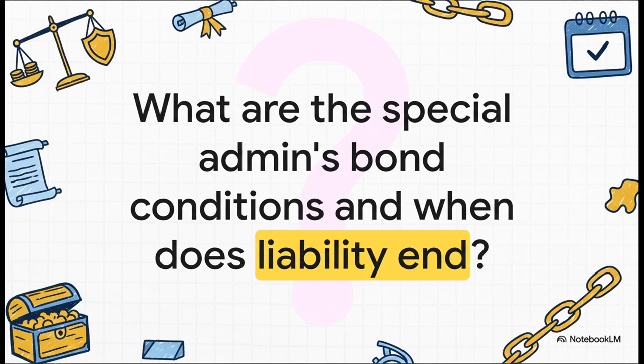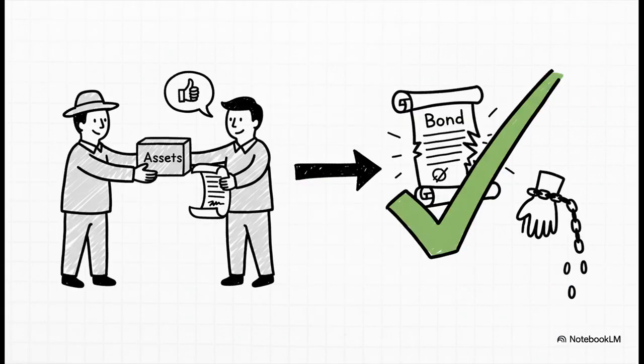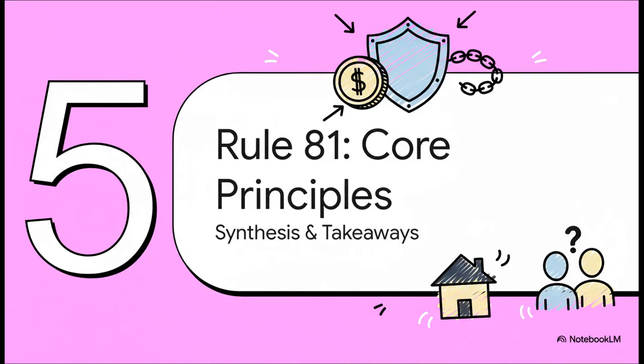So let's really nail this down. What are the exact conditions of this special temporary bond? And more importantly, when does the special administrator get to breathe a sigh of relief and know they're off the hook? It's actually really simple. Their job is to inventory, account for, and deliver the property. That's it. The moment the permanent administrator is appointed and signs off that they've received everything safe and sound, the special administrator's liability just vanishes. Job done.